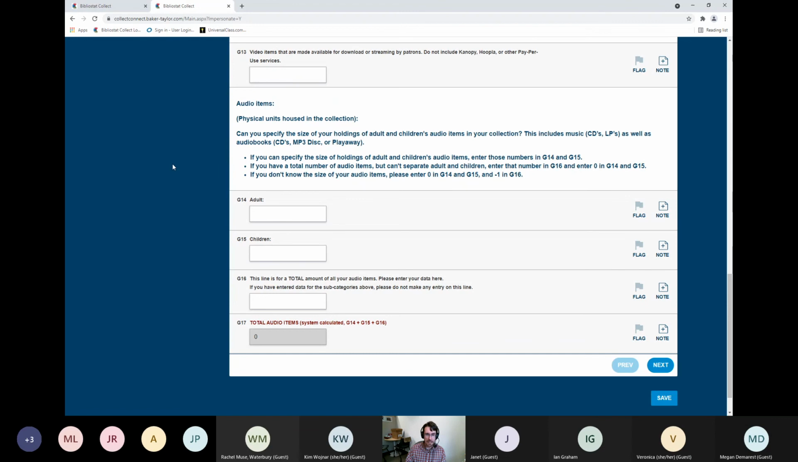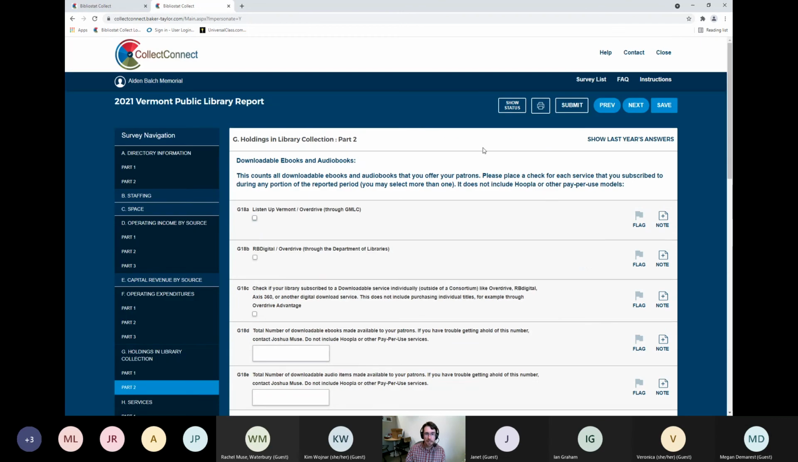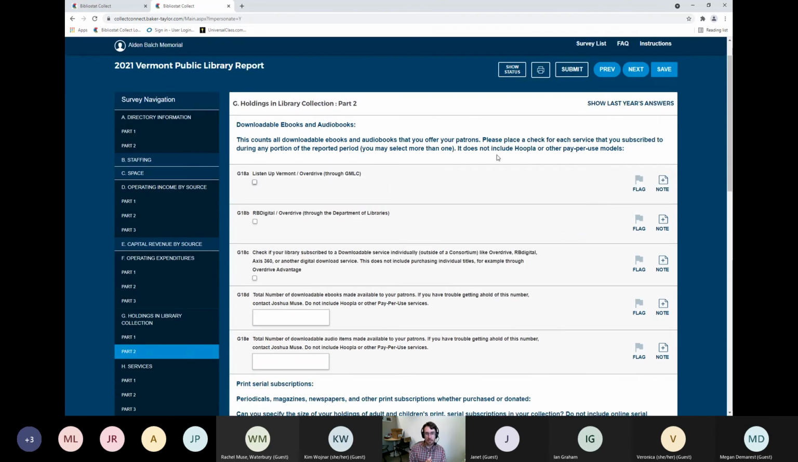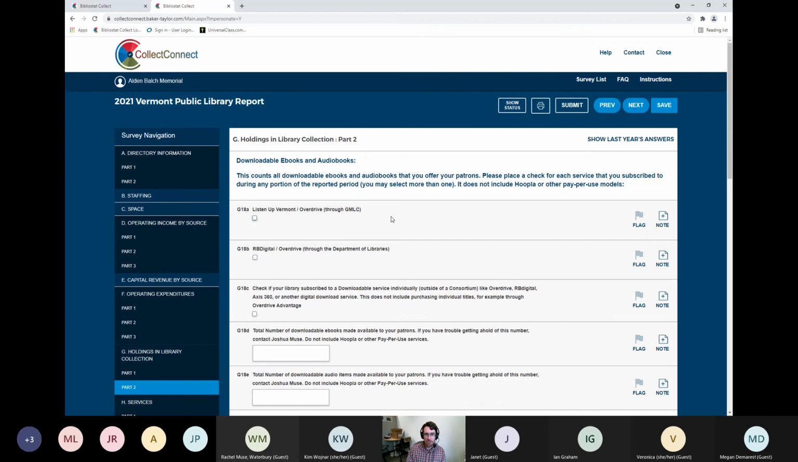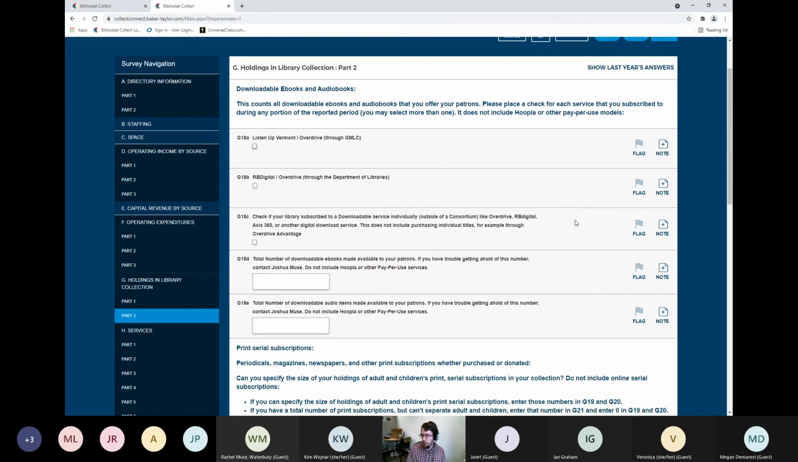Okay, next. So downloadable ebooks and audiobooks. The first one is just a checkbox to say what you participate in. This is just there so that I can double check your numbers and make sure that you're capturing what your consortium has, if you're part of a consortium. So if you're part of Listen Up Vermont through GMLC, click that. If you were part of RB Digital Overdrive through the Department of Libraries, check that. If you do something on your own, check that.